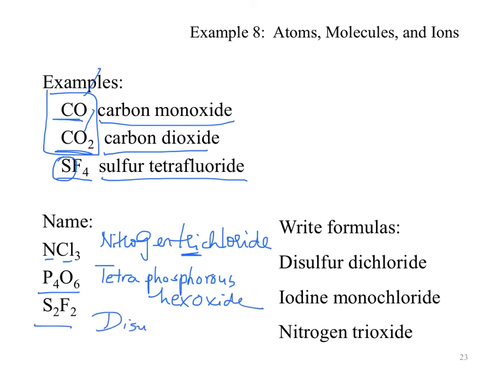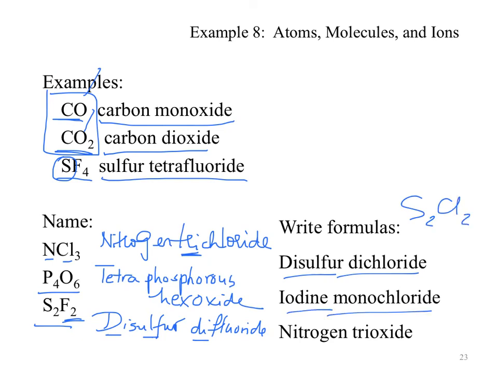disulfur difluoride. Disulfur because there's two sulfurs. Fluorine will drop the INE, replace it with IDE, and there's two of those. That's why the word di. So disulfur dichloride should be S2Cl2.